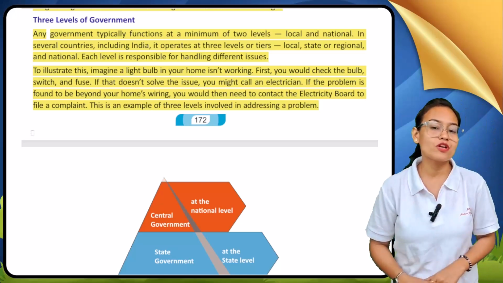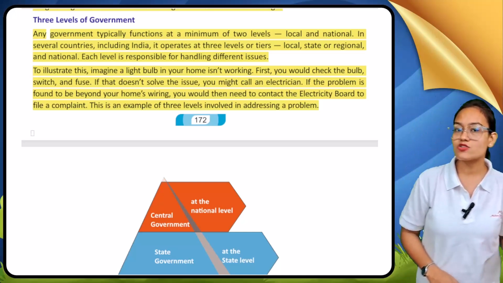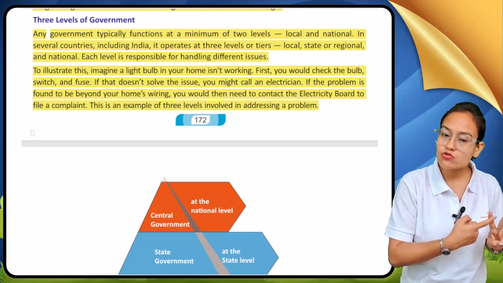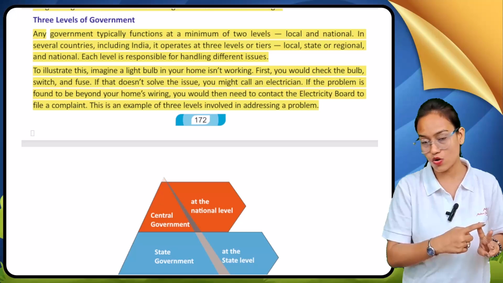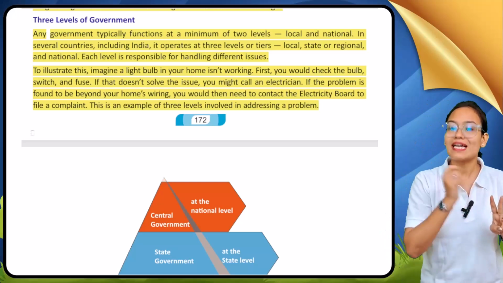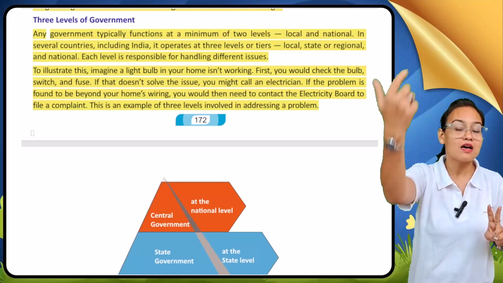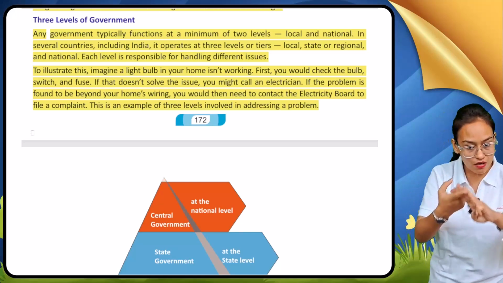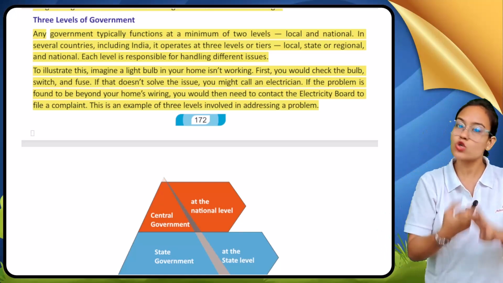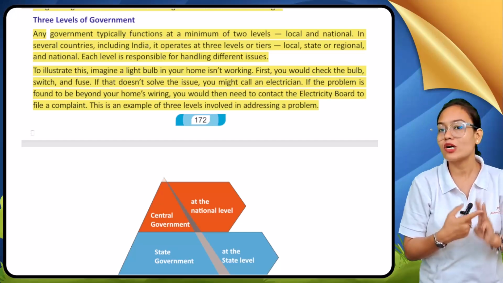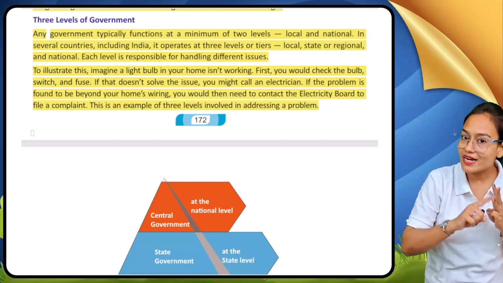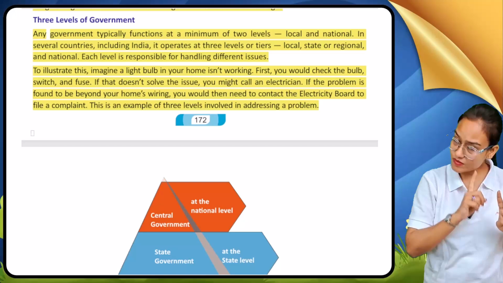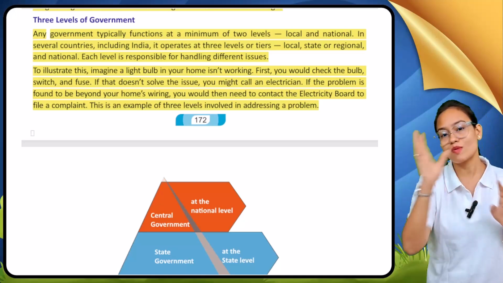So in this way, my dear students, you are going to address your problem at three levels. First of all, at the local level. Local level means first of all you try to solve the problem on your own at home. Then you call the electrician, which means you register your complaint at the state level. When the electrician is also not able to solve the problem, you contact the electricity board of your area. Here the electricity board acts as your central government. So I hope, my dear students, the concept of local government, state or regional government, and central government is quite clear to you all.